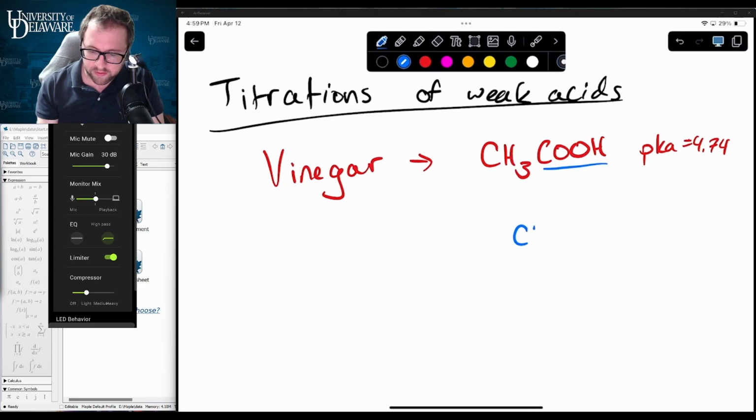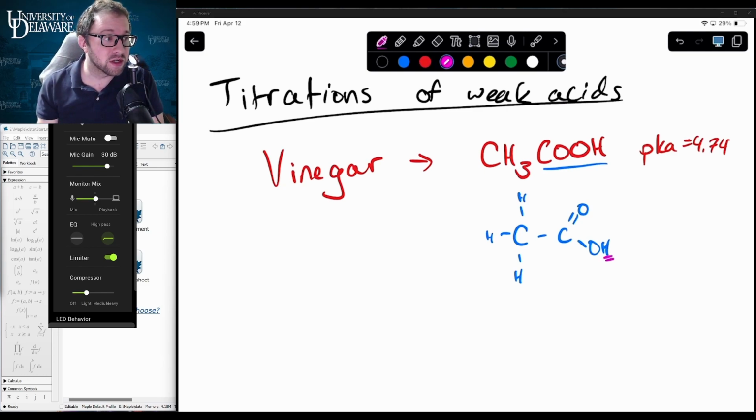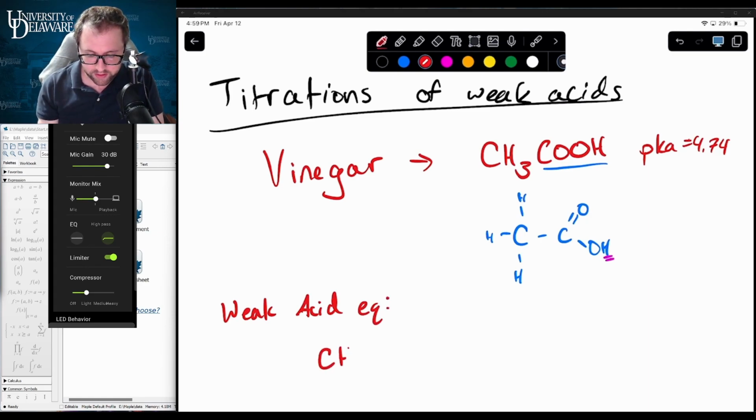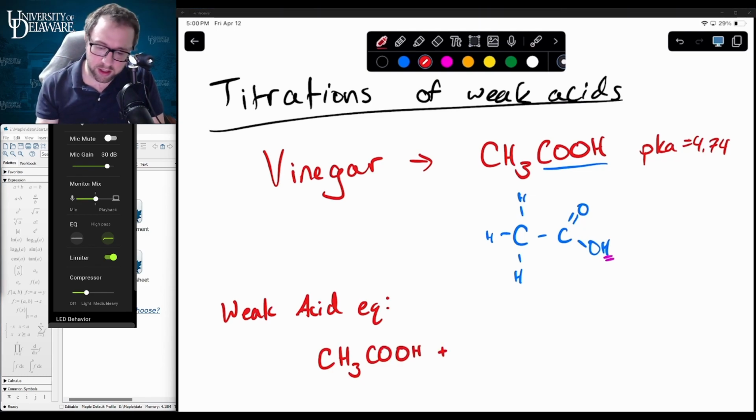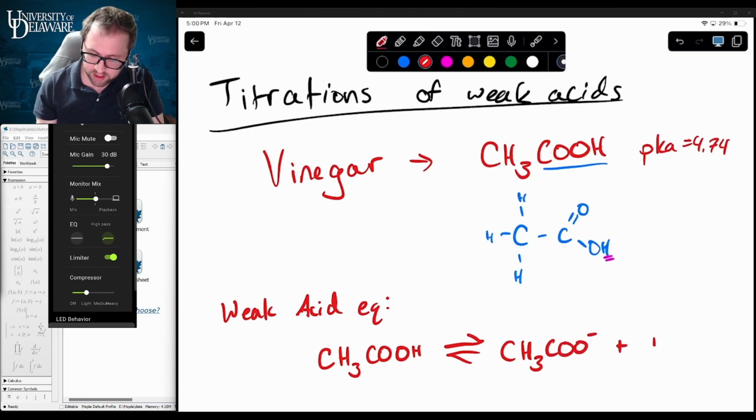And so we could draw this compound. Now, if we're thinking about acidity, then this hydrogen is our acidic hydrogen, our acidic proton. This is the one that we're going to lose. So if we were to write a weak acid equilibrium for vinegar, it would look something like CH3COOH. We could include water if we want to, we don't necessarily need to, so we're not going to put it there. So we'll break up into CH3COO minus and H plus. So that H plus will come off on its own.